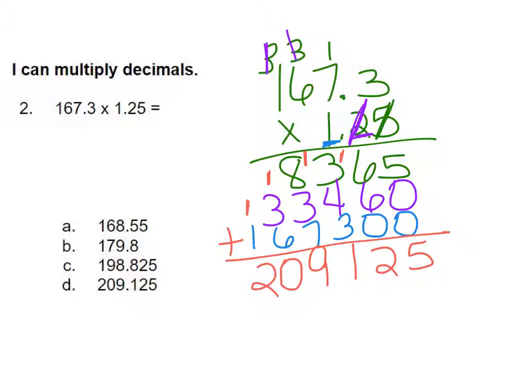So we have how many decimal places? 1, 2, 3. 1, 2, 3. So my answer is going to be 209 and 125 thousandths.